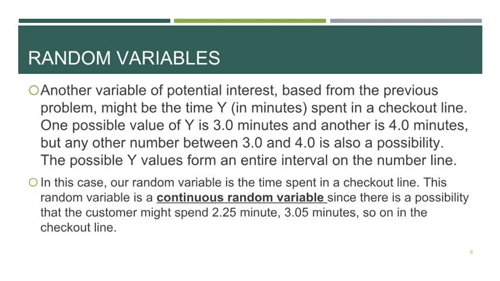In this case, our random variable is the time spent in a checkout line. This random variable is a continuous random variable since there is a possibility that the customer might spend 2.25 minutes, 3.05 minutes, so on in the checkout line.